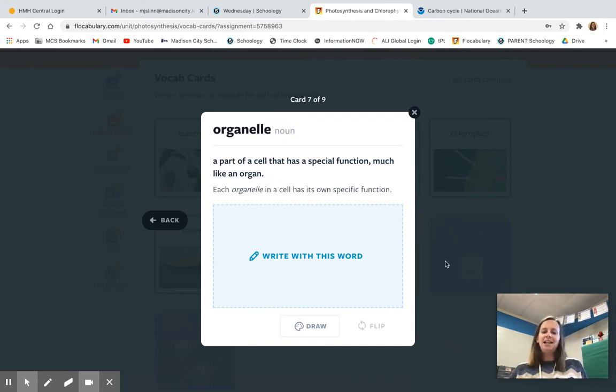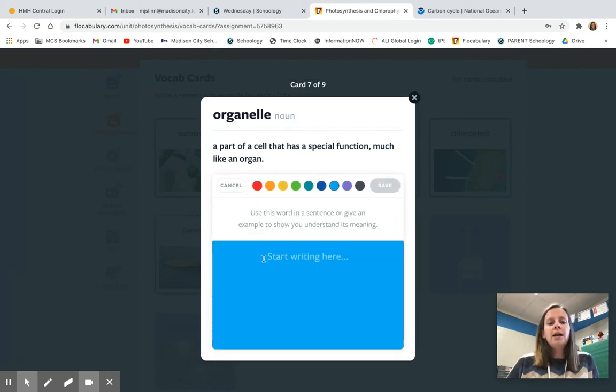An organelle, this is something you're going to learn more about. I remember learning about this in high school. So this is just a word for funsies. It's not going to be on a test or anything like that. An organelle is a part of a cell that has a special function or a job, much like an organ. So if you think of the word organelle, it's like a little teeny tiny organ inside of a cell, and it has a job. So the organelle that we learned about in this lesson are the chloroplasts. And remember, the chloroplasts are the part of the cell that holds the chlorophyll.